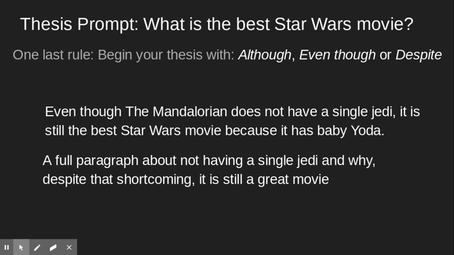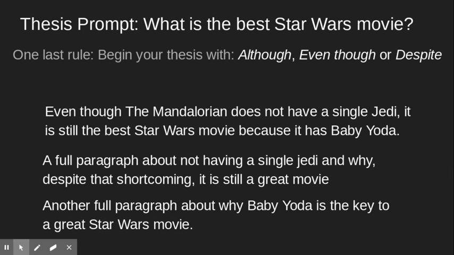I can't just say, here's a big argument and leave it at that. I got to go into why it is still a great movie. And you can point out that Baby Yoda does have the Force just like Jedi, so the missing Jedi really isn't a shortcoming. Next, I would do a full paragraph about why Baby Yoda is key to a great Star Wars movie. Now, as I was writing this out, I realized that the baby part's supposed to be capitalized. I looked that up, did some proofreading, and Jedi is supposed to be capitalized too. And that's kind of one last rule to think about. I keep on throwing rules at you, but proofread. Make sure you have proper capitalization and punctuation.